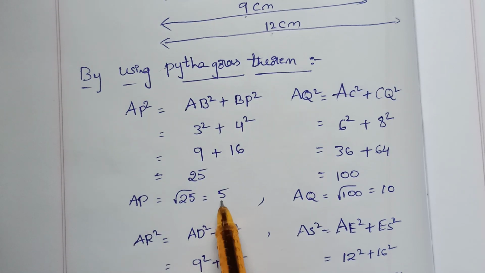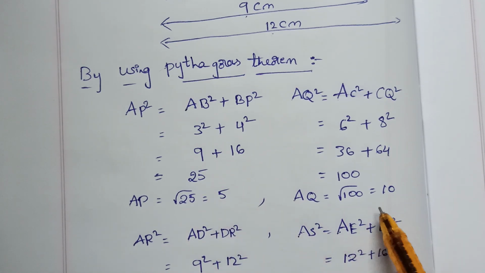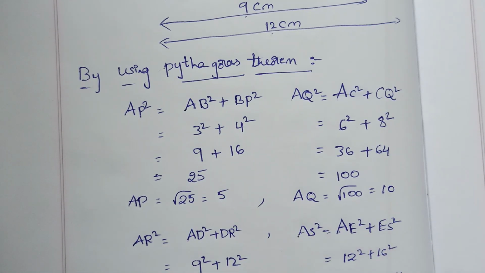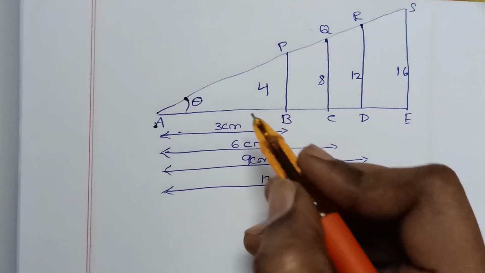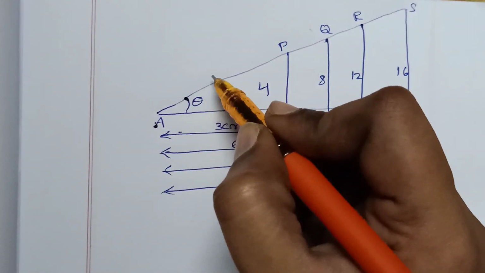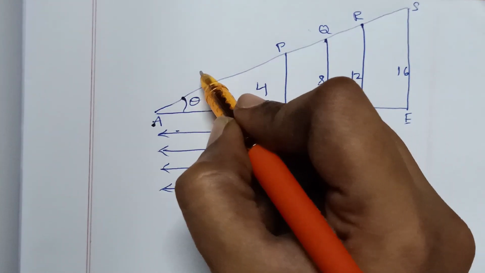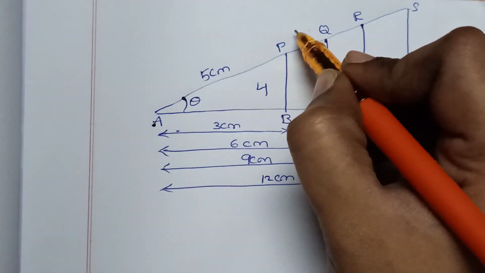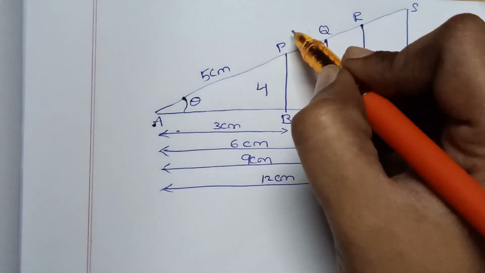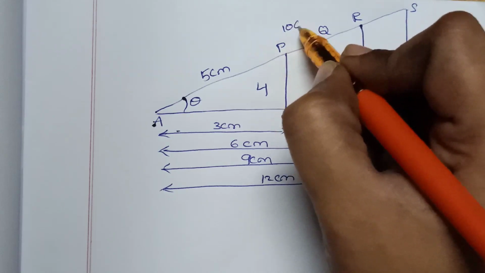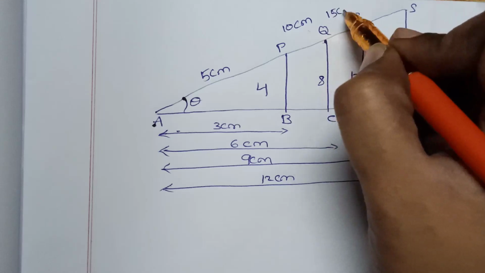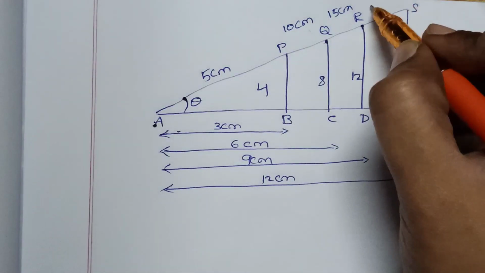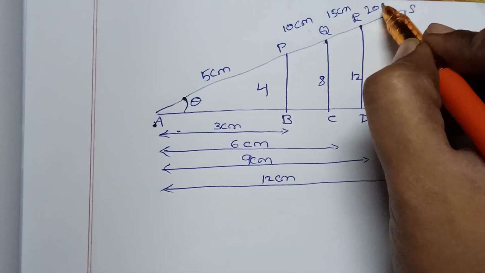The length of the AP is 5 centimeters. AQ is 10 centimeters. AR is 15 centimeters. AS is 20 centimeters.